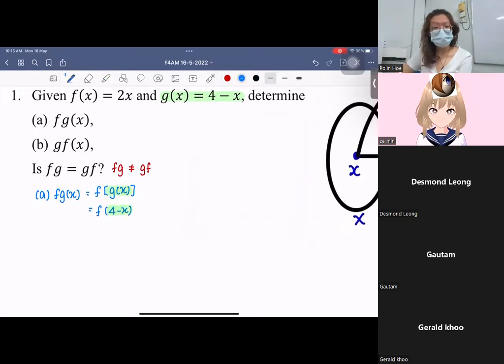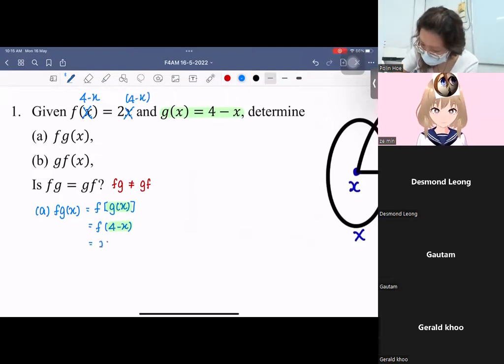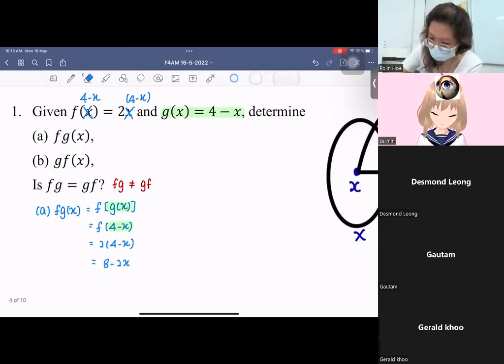Now, f(x) equals 2x. Now I have already changed my x to 4 minus x, so this x, I need to change it to 4 minus x as well. Which means I'll have 2 multiplied by 4 minus x, and my answer will be 8 minus 2x.